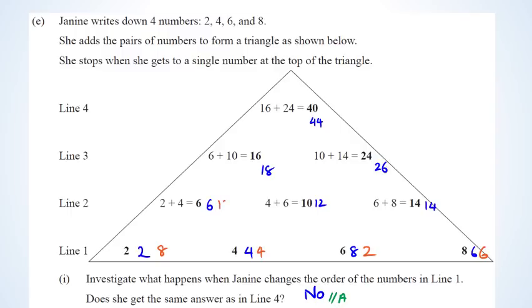8 and 4 is 12. 4 and 2 is 6. 2 and 6 is 8. 8 and 6 is 14. 6 and 12 is 18. 18 and 14 is 32. So because I've done it twice, I can actually say two different terminal numbers, which is the final number, and they're different.